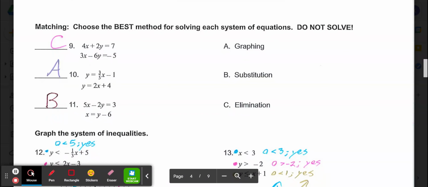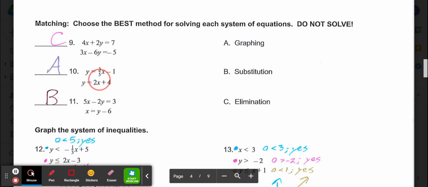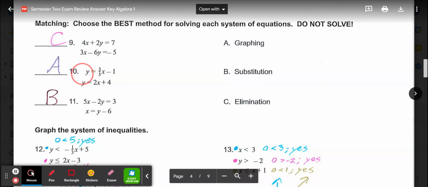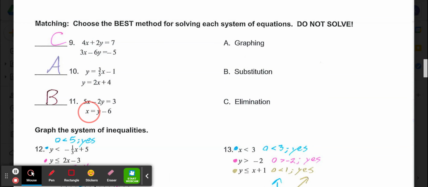Matching the best options here. If they're both in slope-intercept form, the best option is to graph. If they have x's and y's, and one of them is already alone, like in 11, we'd want to use substitution. And if neither x nor y is alone, we'd use elimination.